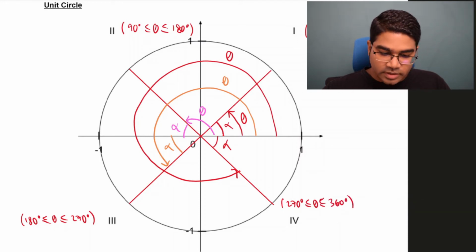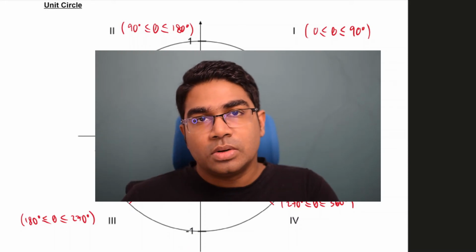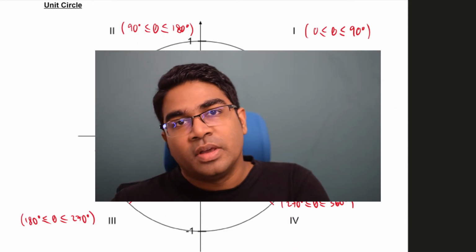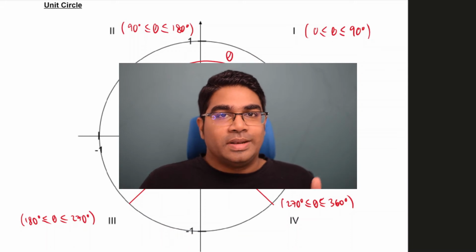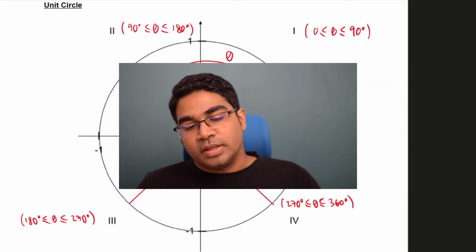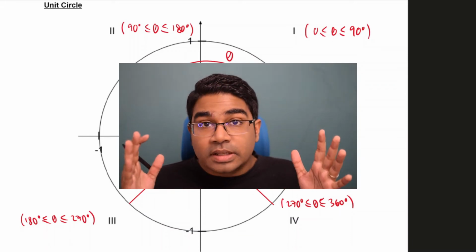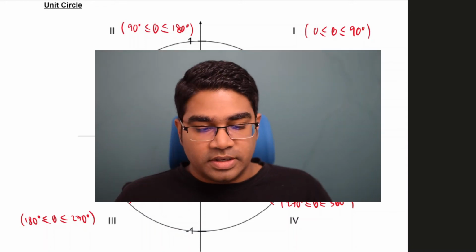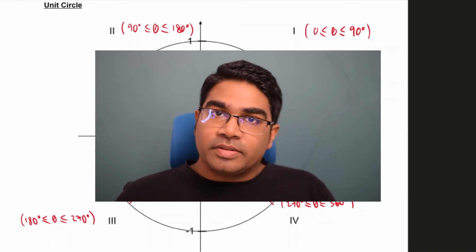So notice the range that we are using here is 0 to 360 degrees. Sometimes we will use negative 180 to positive 180, but that's not what we are using for this video. We are going to use 0 to 360 degrees. So these are the angles and their respective quadrants. Now let's go back to the example.